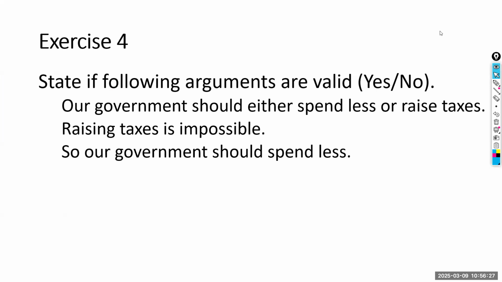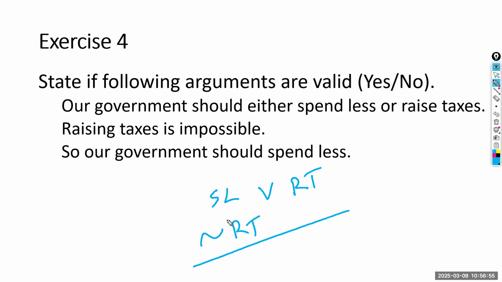ඔයගොල්ලෝ මේ valid. valid. එකපාර කියන්න බැරි නම් මේ back track කරලා බලන්න. So spend less or raise tax. Second one, raising tax is impossible. So not raising tax. Tax rate raise can't back. Therefore, spend less.